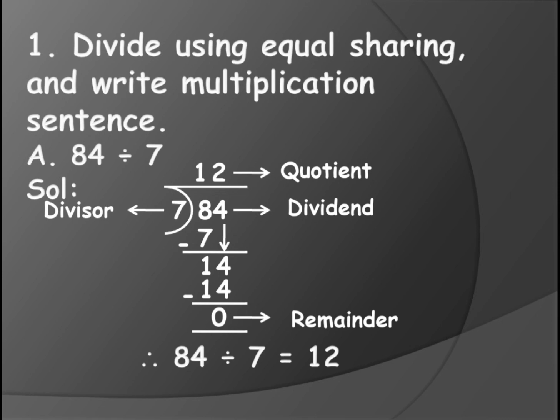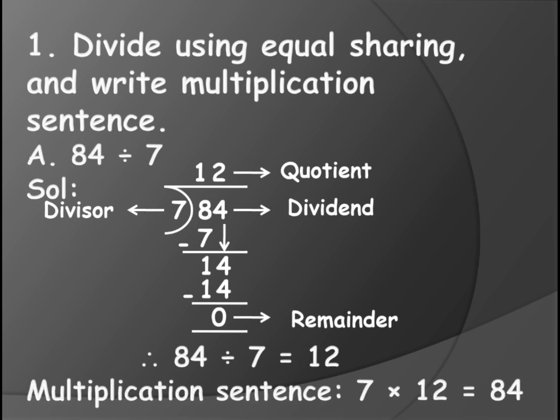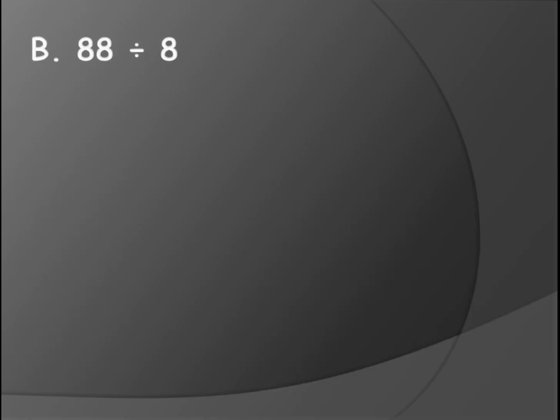And also in the question they asked us to write the multiplication sentence, no? So how will you write? 7 into 12 is equal to 84. Okay, you already know, isn't it? 7 into 12 equal to 84. In this way you need to do the division, and write the multiplication sentence as well as the division sentence. Okay, let's see another sum.